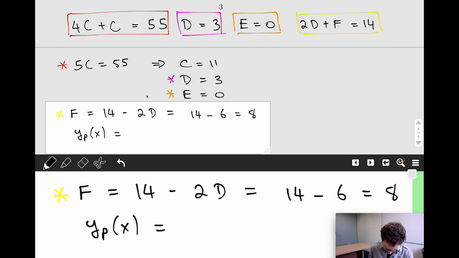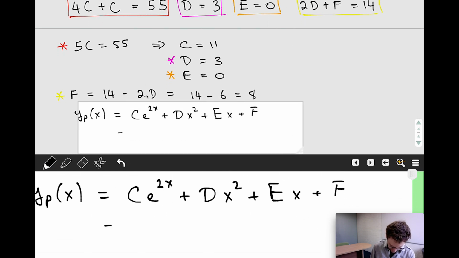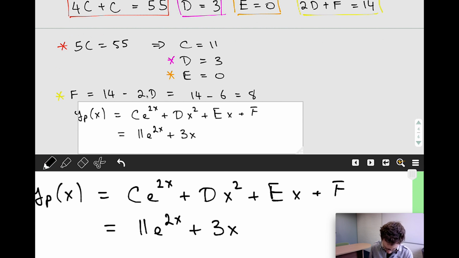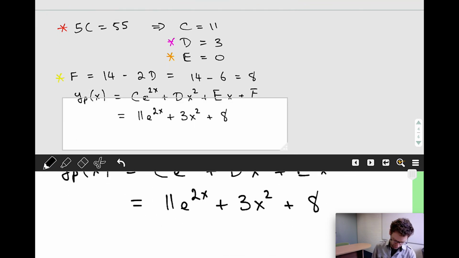I had c e to the 2x plus dx squared plus ex plus f. We figured out that c was equal to 11, d is equal to 3, e is equal to 0, and f is equal to 8. So that is the particular solution that satisfies my ordinary differential equation.